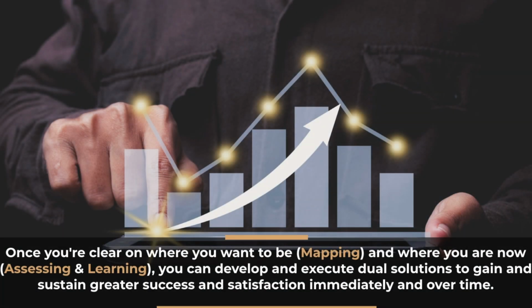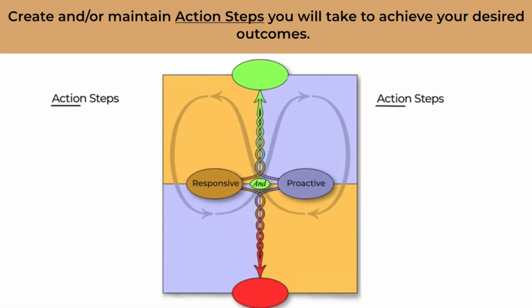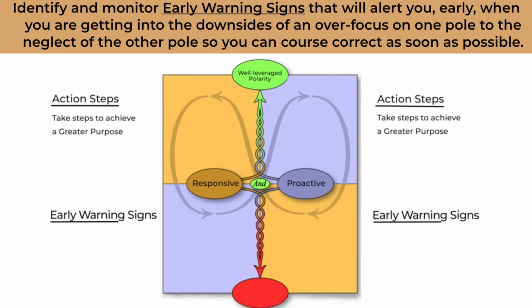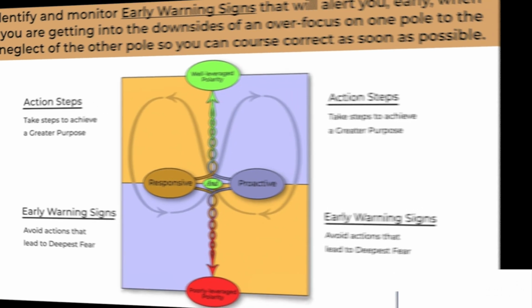Once you're clear on where you want to be (mapping) and where you are now (assessing and learning), you can develop and execute dual solutions to gain and sustain greater success and satisfaction immediately and over time. The fifth and final step, leveraging, supports your ability to be both proactive and responsive. Create and/or maintain action steps you will take to achieve your desired outcomes. Identify and monitor early warning signs that will alert you early when you are getting into the downsides of an overfocus on one pole to the neglect of the other pole so you can course correct as soon as possible.